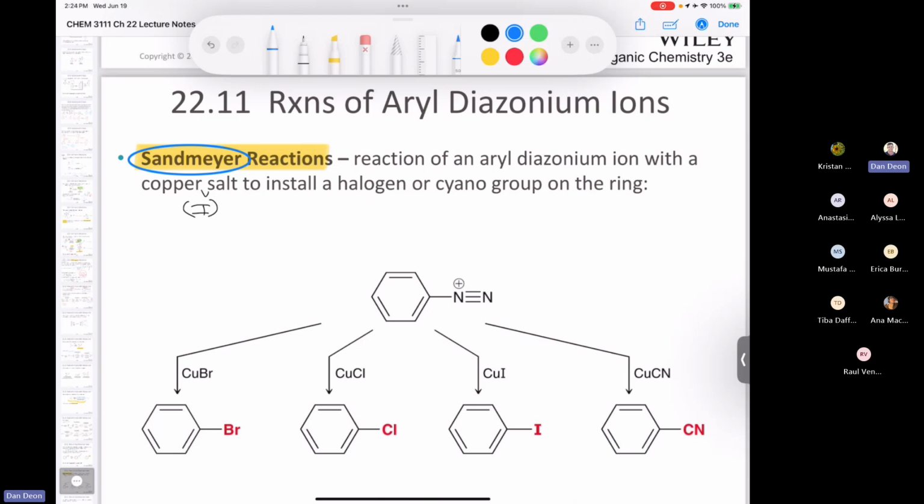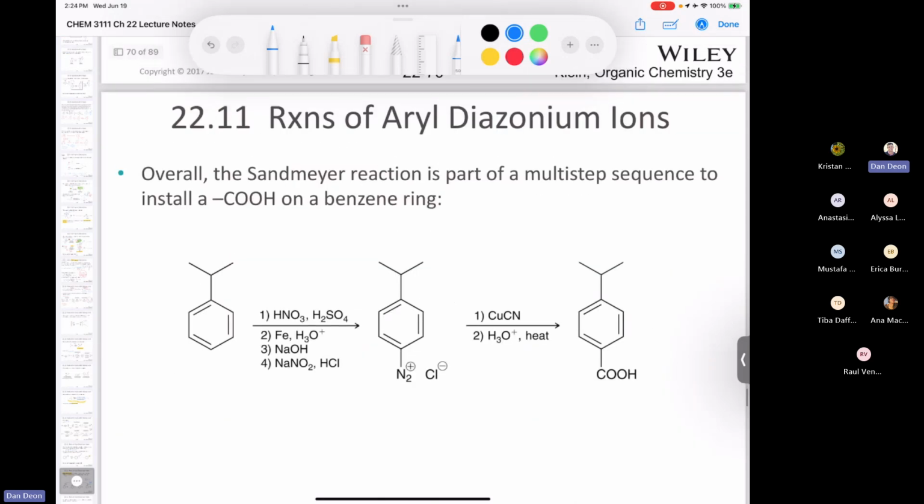Now, what can you do with these? Well, you could do Grignard chemistry with any of the aryl halides. And you guys know that we can take a nitrile and hydrolyze that with aqueous acid and heat, and that will give us benzoic acid. So now we have another way of making a benzoic acid derivative.